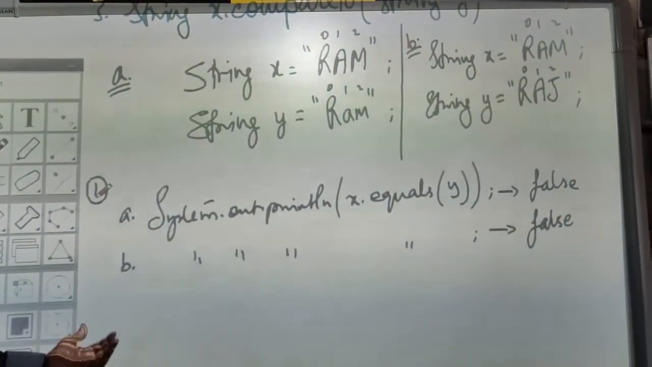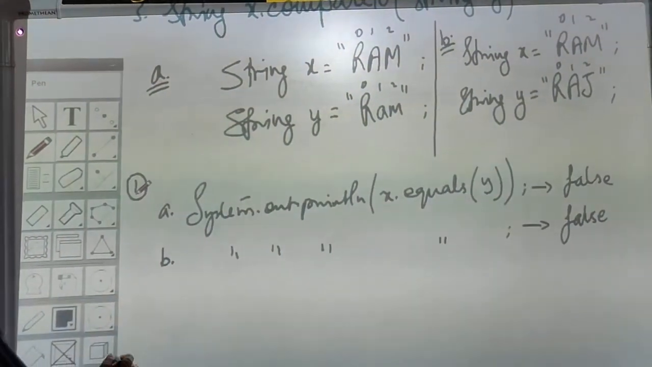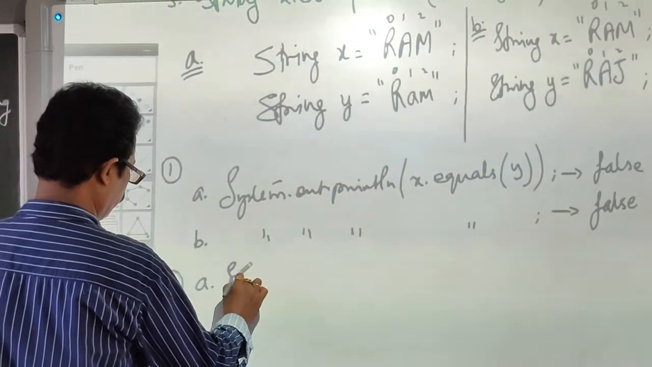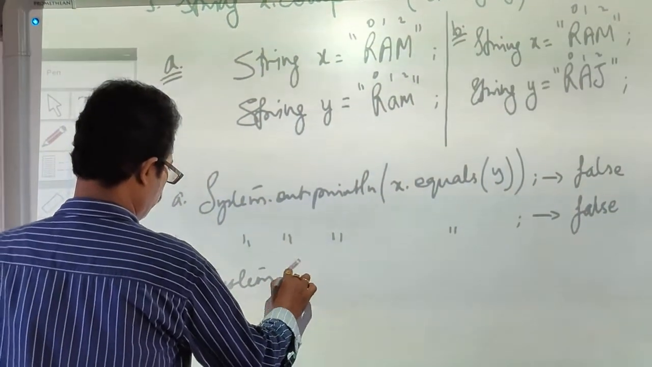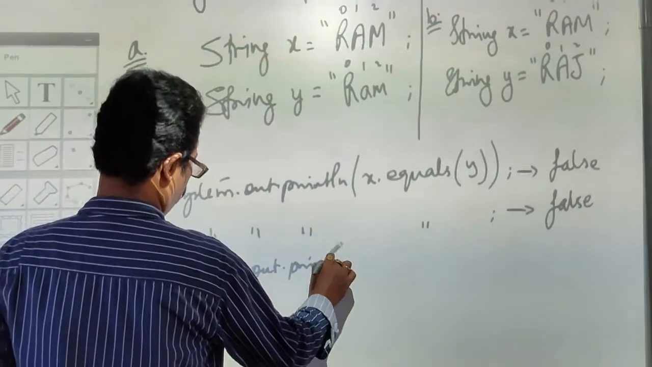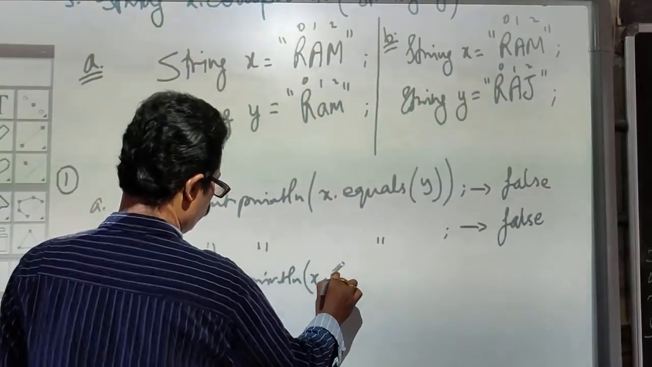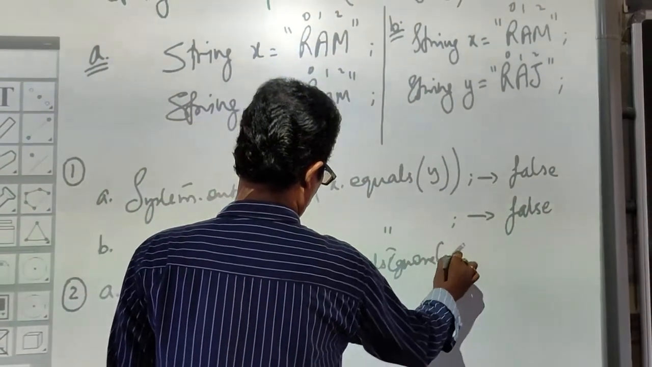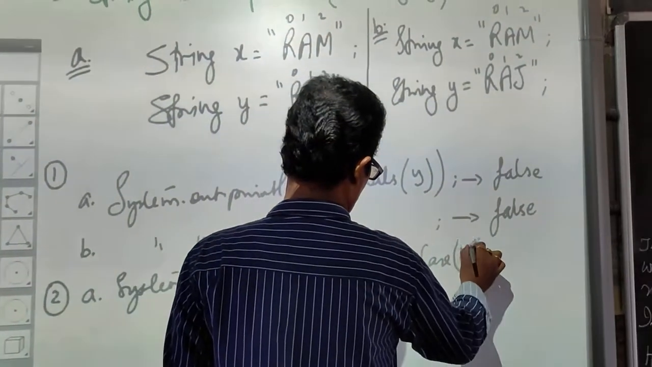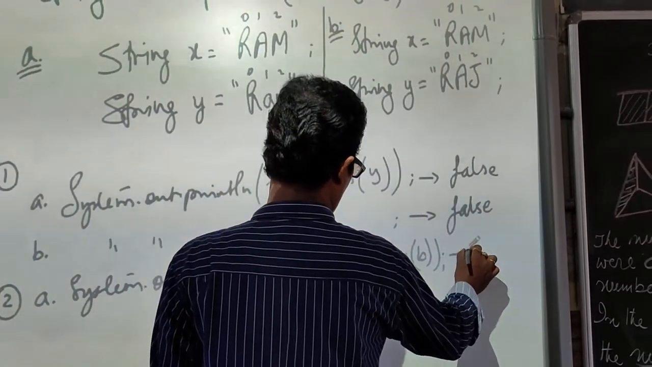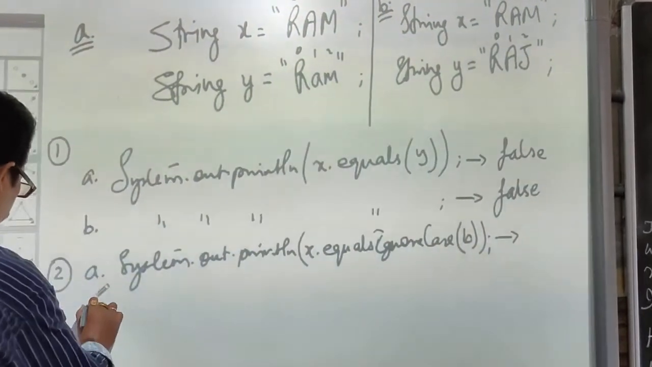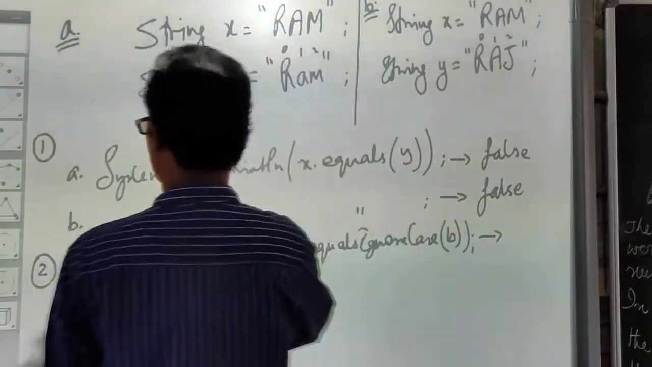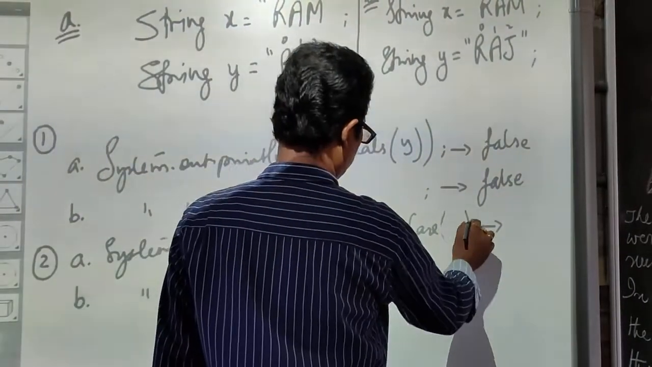Let's consider the next one, that is equalsIgnoreCase. In case of equalsIgnoreCase, the same thing. If I write here System.out.println(x.equalsIgnoreCase(y)). And the same thing is with reference to this one. Sorry, it will be y, it will not be b. In this case, it is not b.